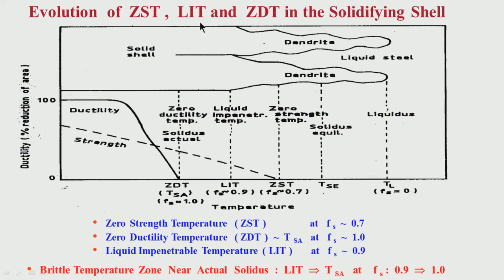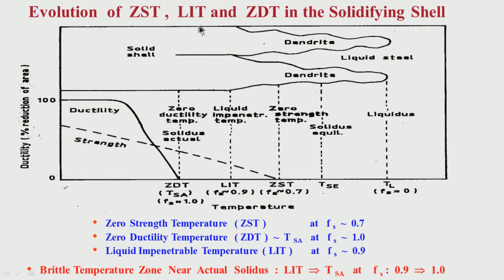So, I have talked about 3 temperatures. First is the zero strength temperature or null strength temperature, nil strength temperature, ZST or NST, which is coinciding with solid fraction of say 0.7 or 0.75 during solidification. I have talked about ZDT, that means zero ductility temperature or nil ductility temperature. So, this is more or less coinciding with the actual solidus temperature. So, ZDT is coinciding with the TSA, actual solidus, and ZDT more or less are similar. So, this corresponds to a solid fraction of 1, that means when actual solidification is just complete.